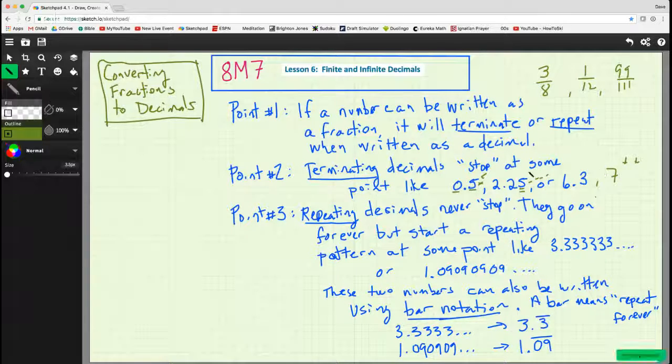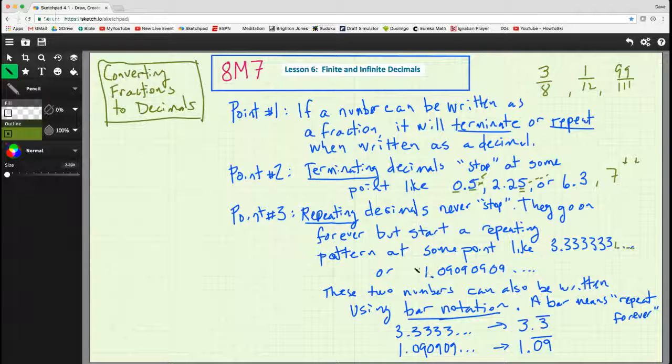So what's a non-terminating decimal? Well, there's actually two kinds. One is a repeating decimal, and these are ones that never stop. They go on forever, but they start a repeating pattern at some point. So like 3.33333333333, that's going to go on forever, and that's what these dots represent. But it repeats this pattern of threes.